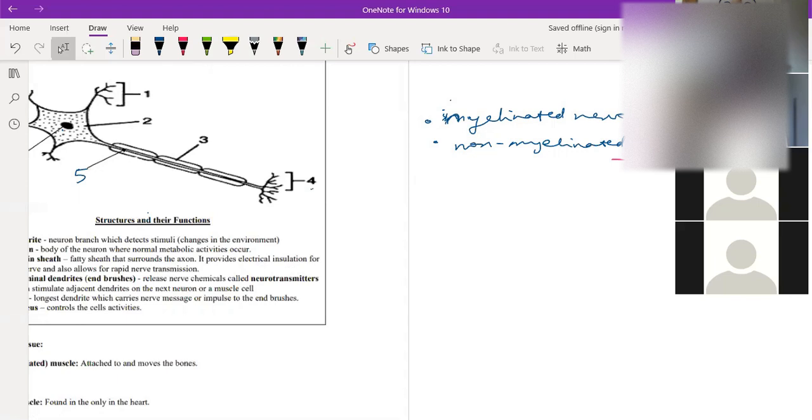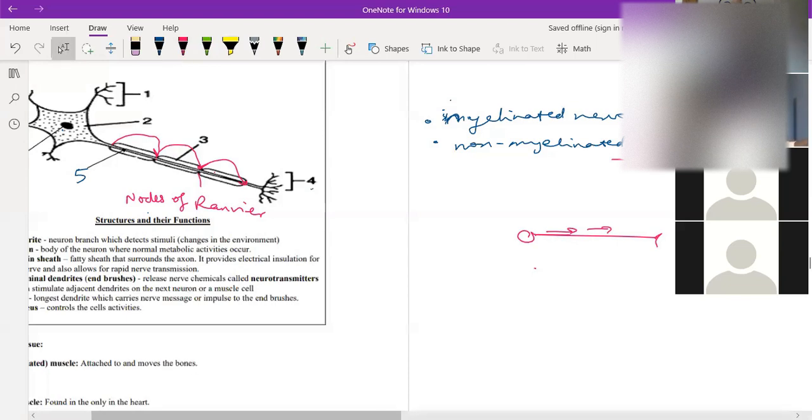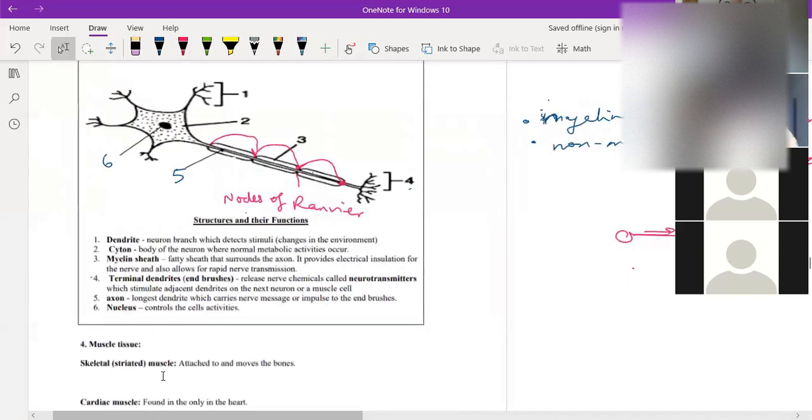So this is what happens. The impulse jumps from this point to that point. The breaks between the myelin sheath, we call the nodes of Ranvier. Ranvier is somebody's name. There are breaks in the myelin sheath, so the impulse jumps from node to node. It's like galloping, so it's fast with myelin. If there's no myelin, the impulse has to travel along the whole entire nerve. But with myelin, it just jumps from node to node. That's why it's fast. So know the structure of the neuron very well too.